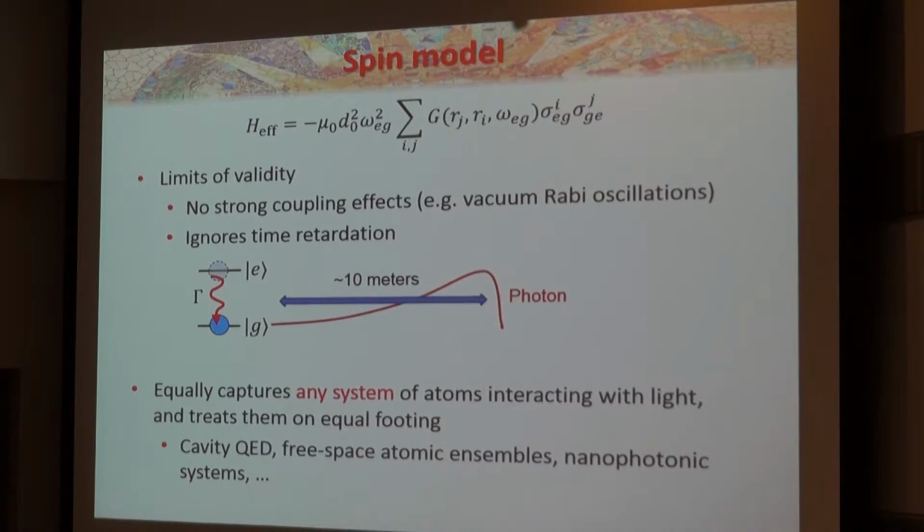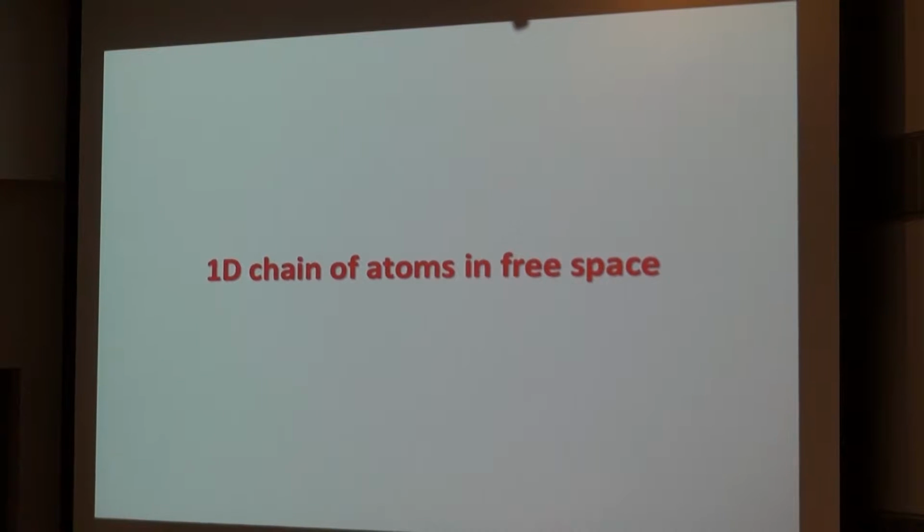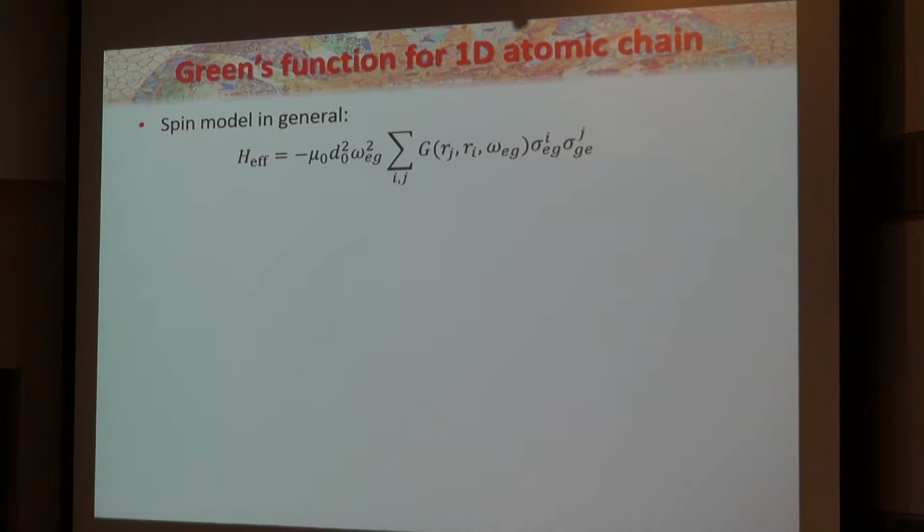One nice thing about this equation is that it's completely general. Aside from these limits, it captures any system of atoms interacting with light, and it treats them on equal footing. So you could use these equations to describe cavity QED, free space atomic ensembles, atoms near nanophotonic systems, et cetera. And that's what we're going to exploit later on. Let's apply these equations to one simple system, which is a chain of atoms in free space. If we ignore time retardation, take the imaginary part and build the jump operator based on this, then I get the correct answer.